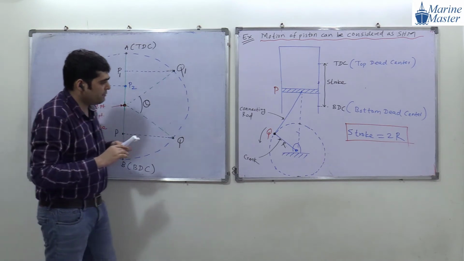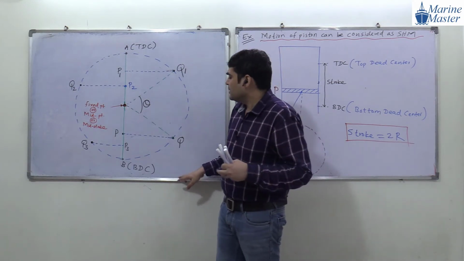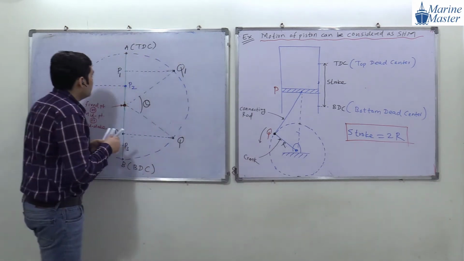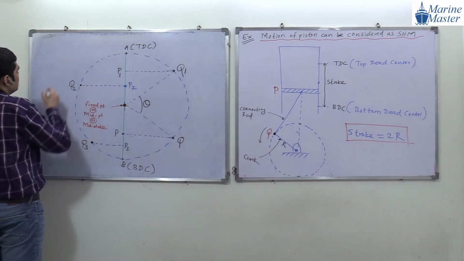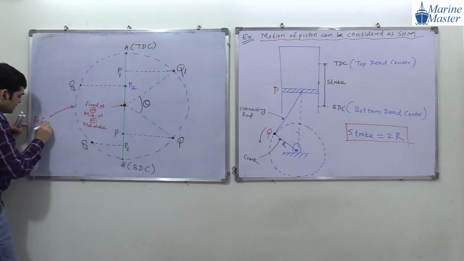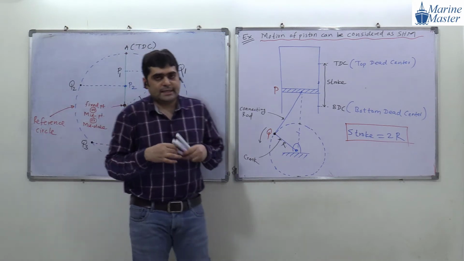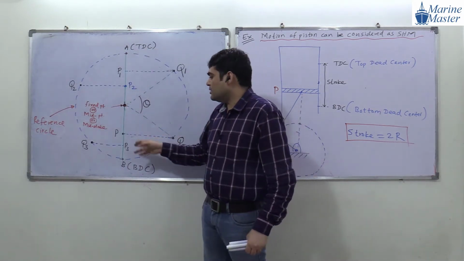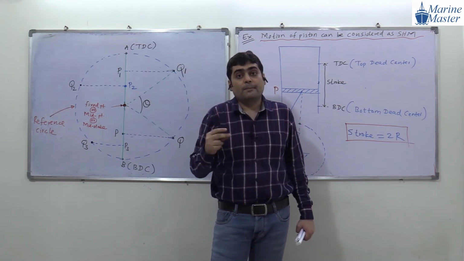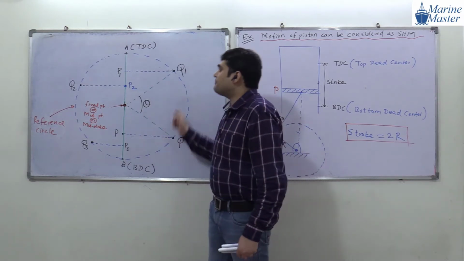Before going further, I have to give more notes. First of all, draw this drawing. This circle is what we call the reference circle. Our target is to study the motion of point P, because point P is following simple harmonic motion. In some scenarios, we need this reference circle also.